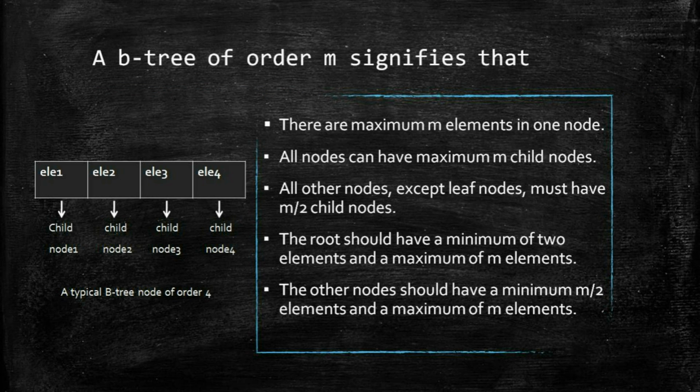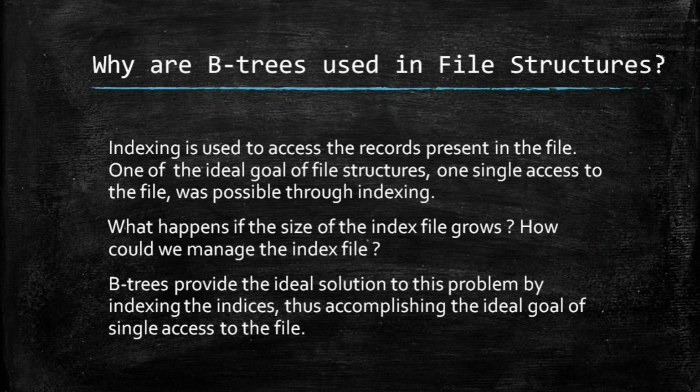A B tree having order m signifies that all nodes can have a maximum of m child nodes, and the root node can have nodes ranging from 0 to m, whereas the other nodes can have nodes ranging from m by 2 to m elements.